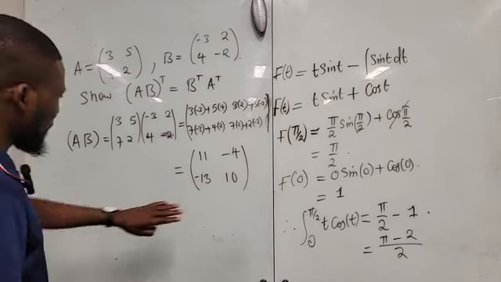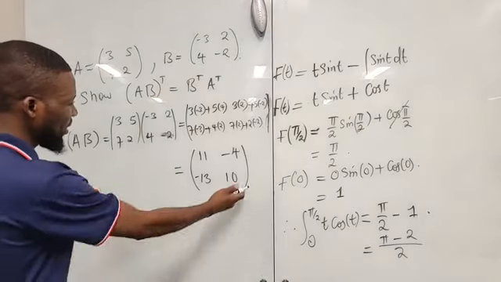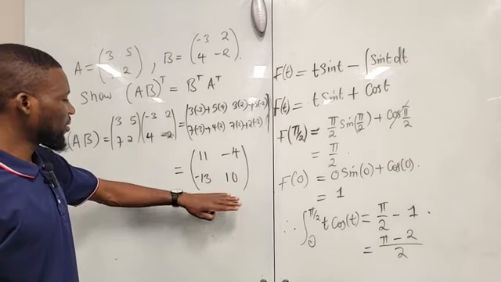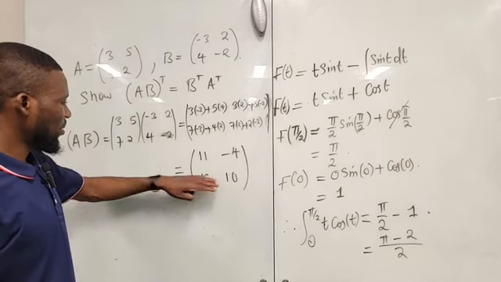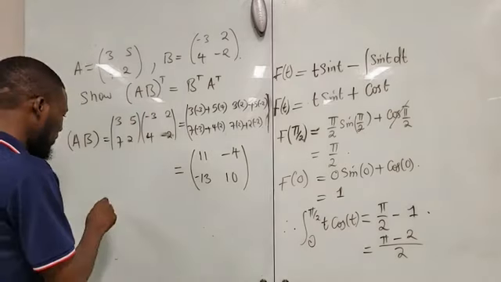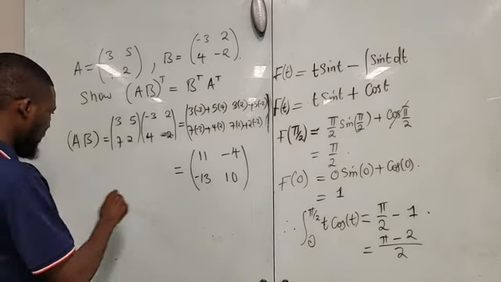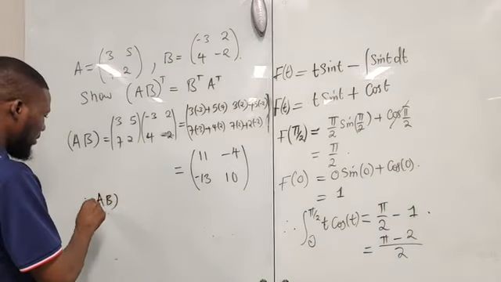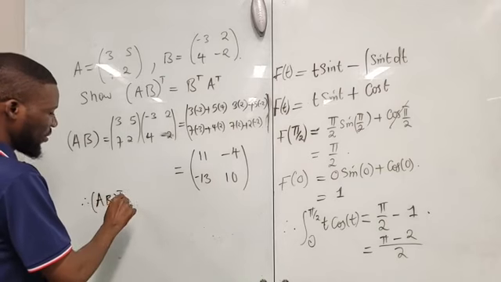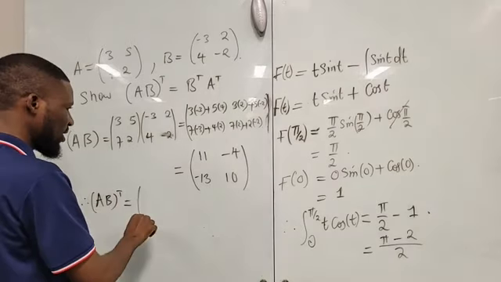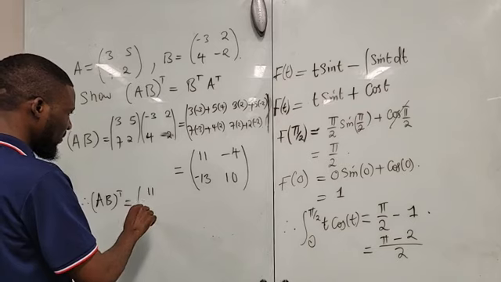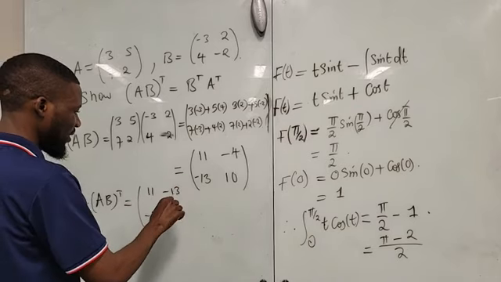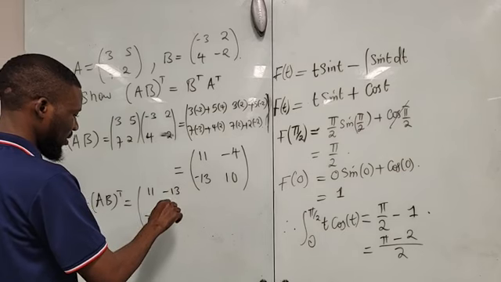Okay, so that is the left side, that is (AB) transpose. AB, which is this one, then we take its transpose. Therefore, (AB) transpose will be equal to, so I take the transpose of that: 11, -4, -13, and 10.